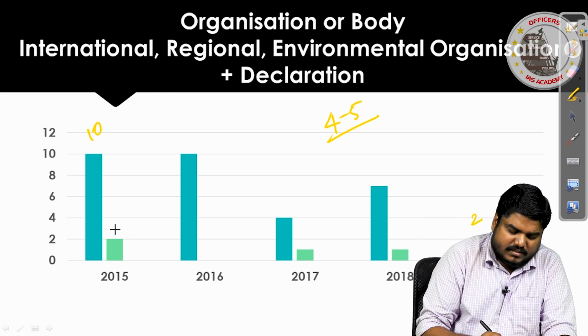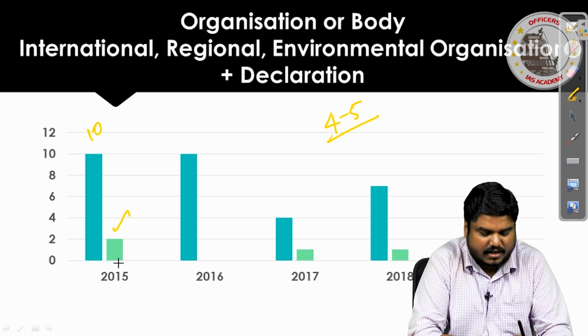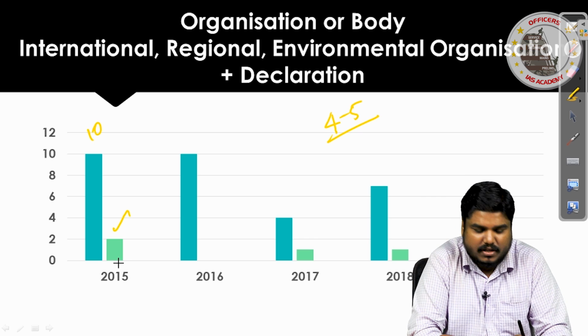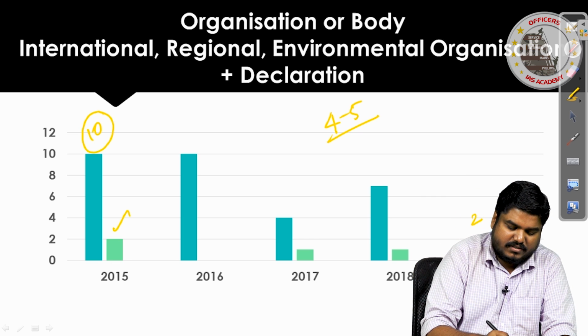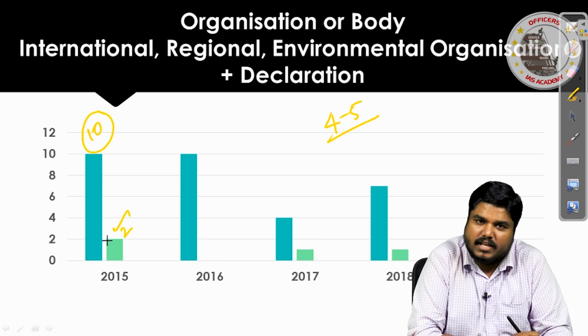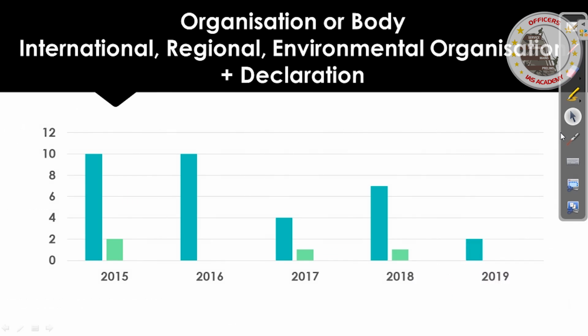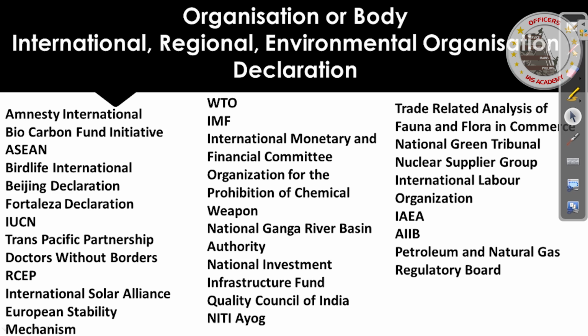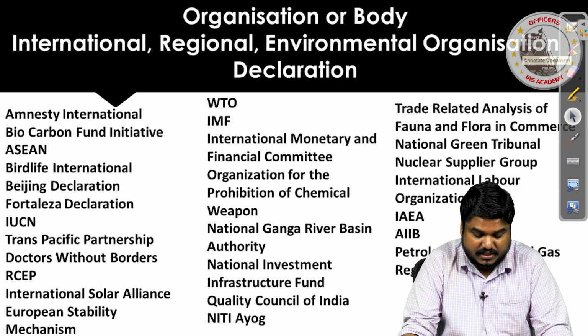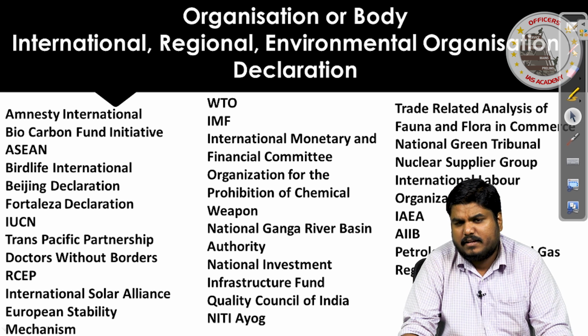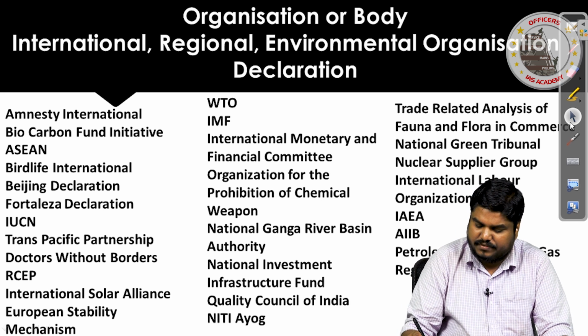So, what does this green refer to? This green refers to environment. Out of 10 questions asked, 2 questions are coming from environment based organization, right. We will look into the topics asked. These are the topics which were asked in the last 5 years under this organization category, starting from Amnesty International, ASEAN, BirdLife International, right, National Investment Infrastructure Fund, AIIB, all right. So, make a note of these topics.